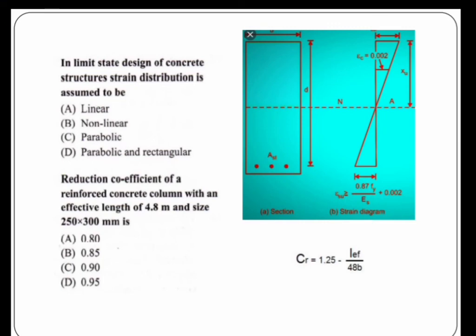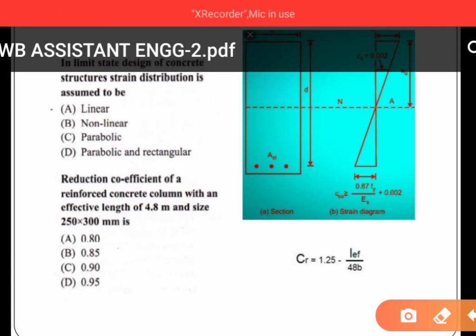In this question, in limit state design of concrete structures, strain distribution is assumed to be. As you can see in the right hand diagram, this is a cross section of a simply supported beam. d is the effective depth and capital D is the overall depth, B is the width of the beam and Ast is the cross sectional area of steel. Here the strain distribution is assumed to be linear. That means option A.